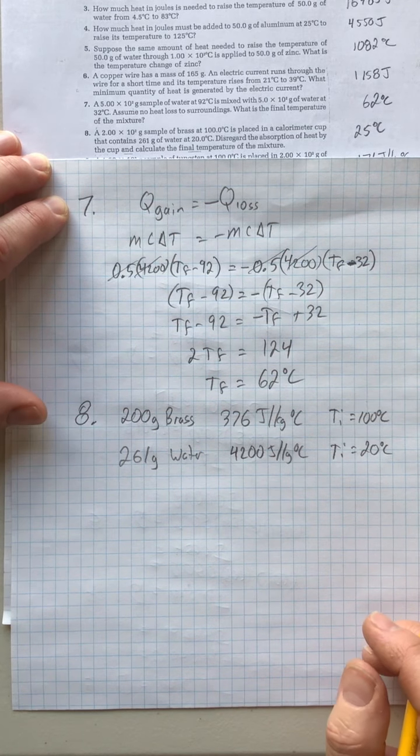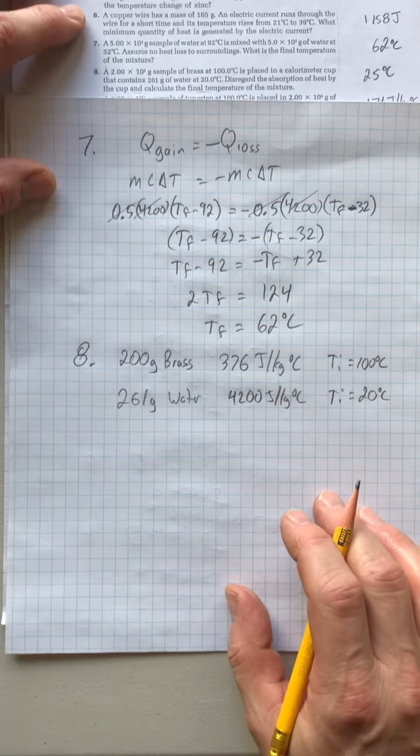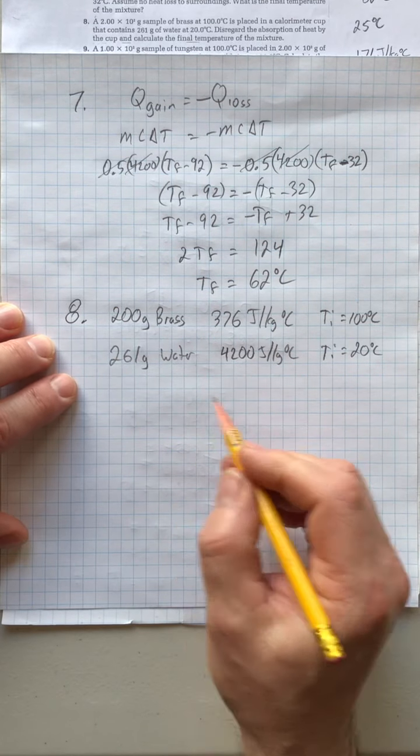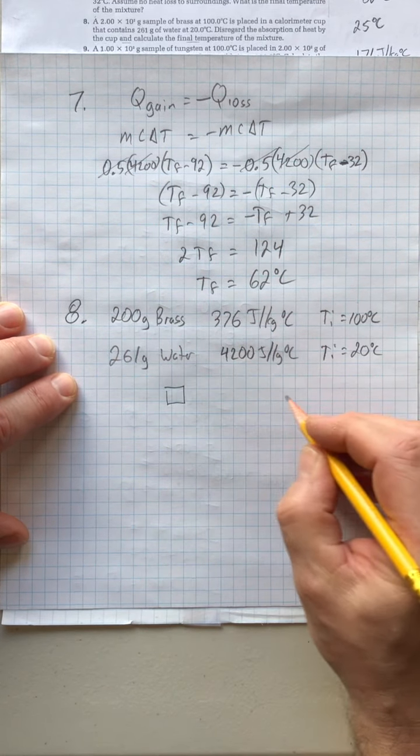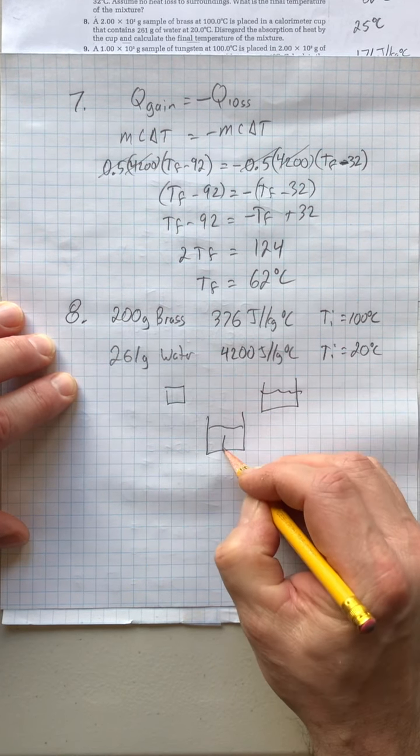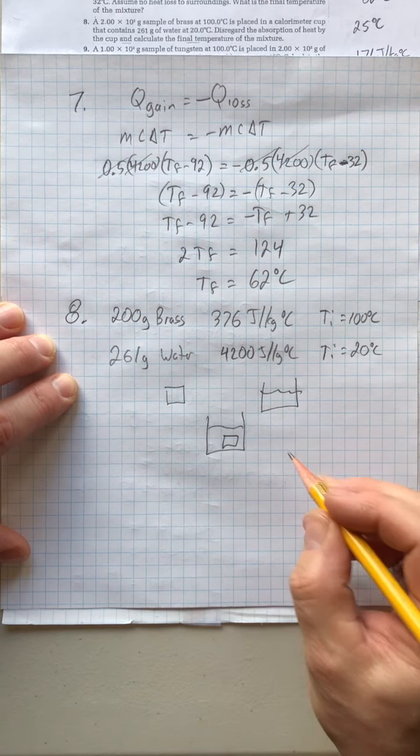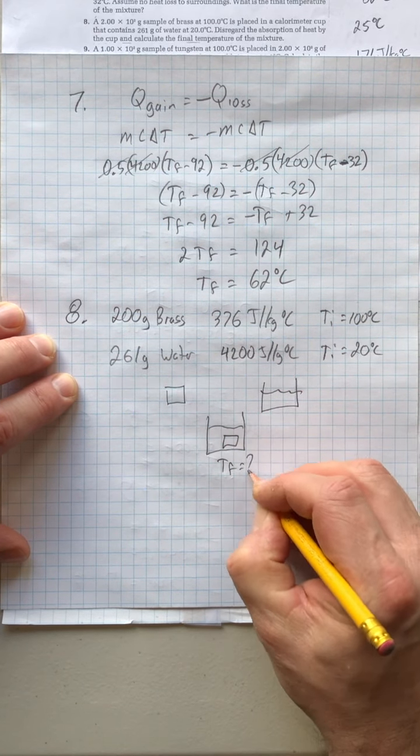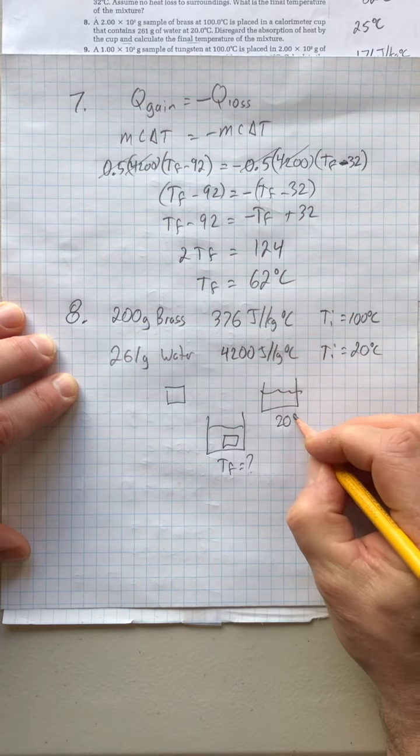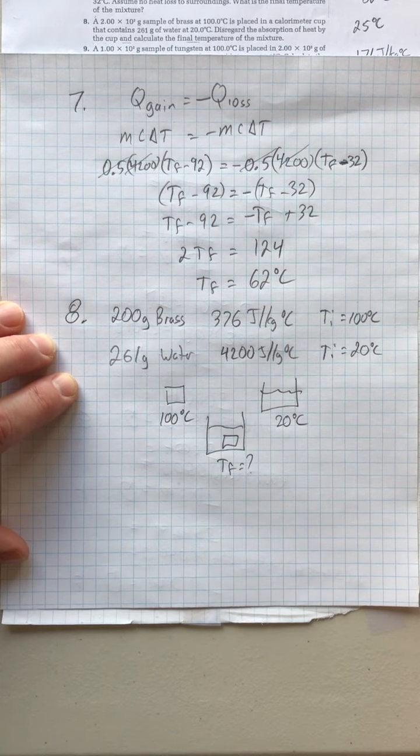And they want to find out what's the final temperature of the mixture, because they're both in the same container here. So if we slide this up a bit. Sometimes I even draw a picture. And we're going to mix these two guys together in here. So you could put all your givens here. This is the 200 grams of brass. This is my T final, which I do not know. Water starts at 20 degrees Celsius. This starts at 100 degrees Celsius. And they meet somewhere in the middle.